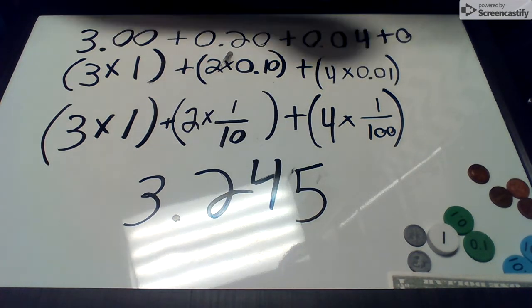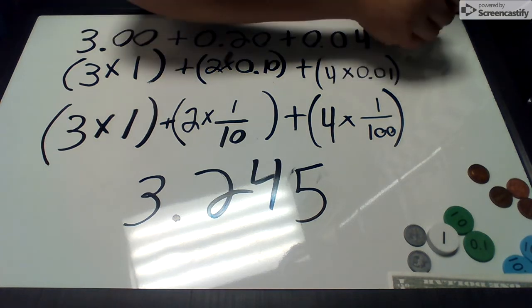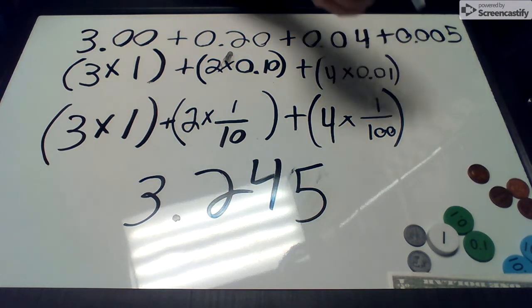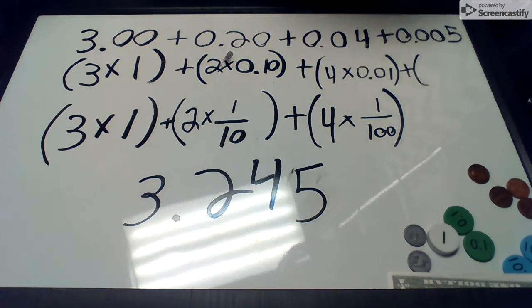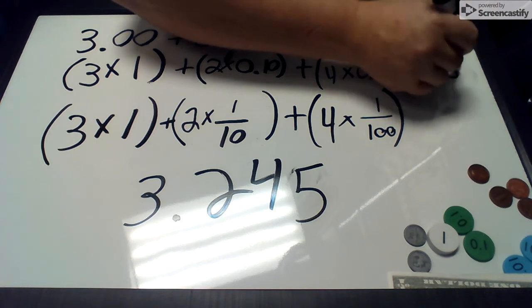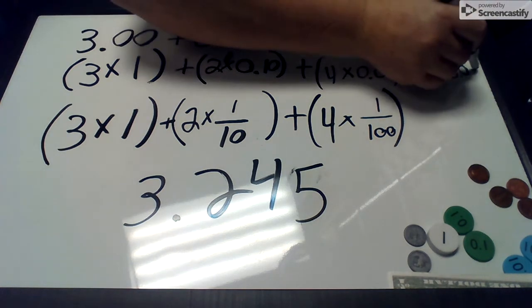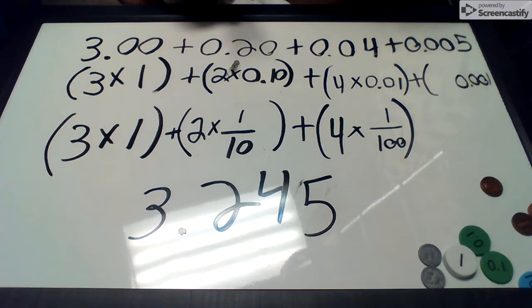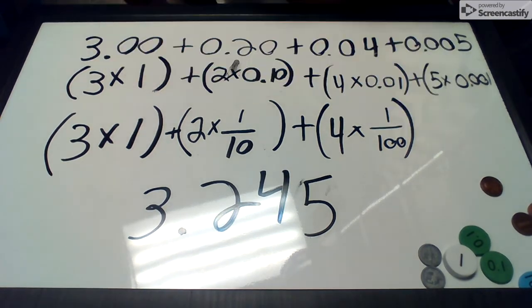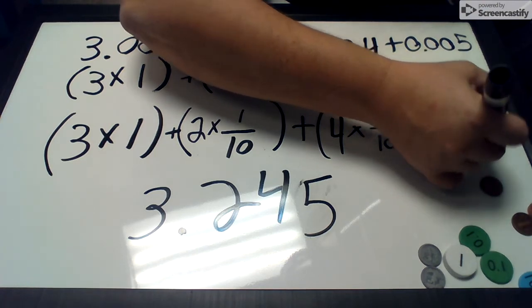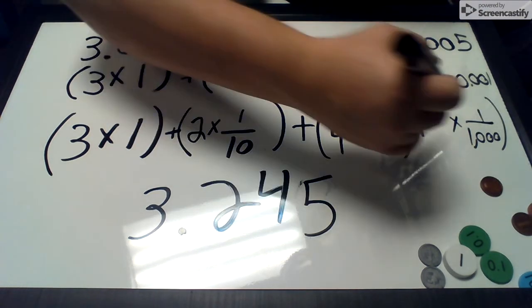That means I have no wholes, no tenths, no hundredths, but I do have thousandths. Same here. 1,000 is written as 0 wholes, 0 tenths, 0 hundredths, and 1,000. I ran out of room. And I have 5 of those. Okay? Same here. We're just writing it as a fraction. 1 out of 1,000. And we had 5 of them.